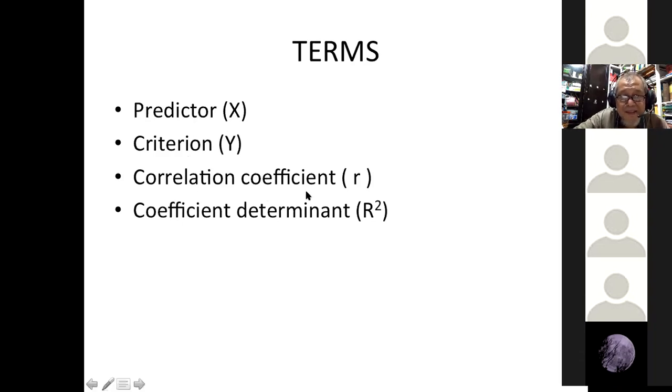Correlation coefficient is symbolized by R. So when we calculate the magnitude of the correlation between two variables, we have what we call the correlation coefficient or R. And then when we square the R, we have the coefficient of determination. We can justify how much the contribution of the predictor to the criterion. So that is what we call coefficient of determination. We will do some exercises on that.